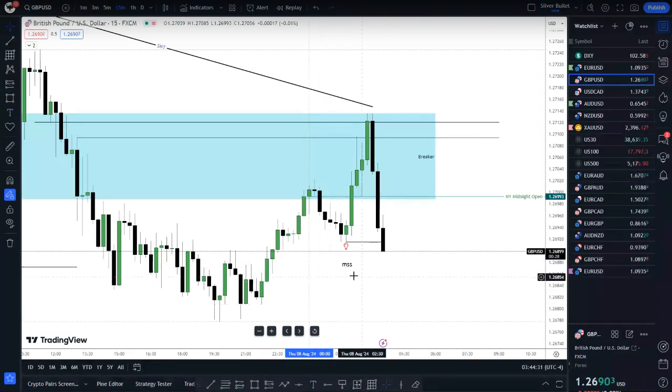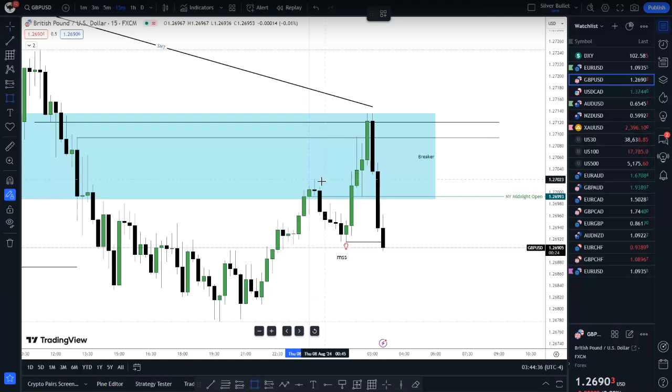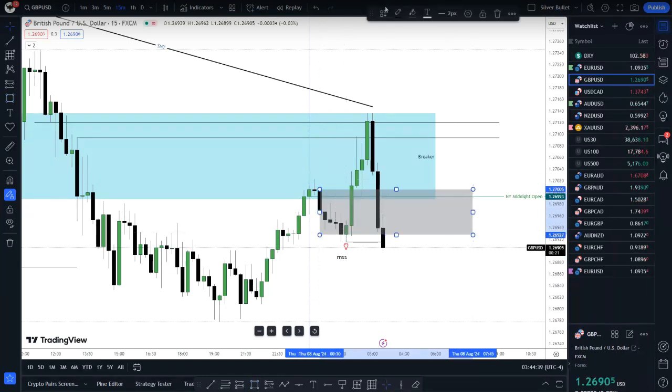If this is going to be a market structure shift, we'll make this series of down close candles, right? Our bearish breaker. What do we have? We have a breaker here. This will be a bearish breaker.